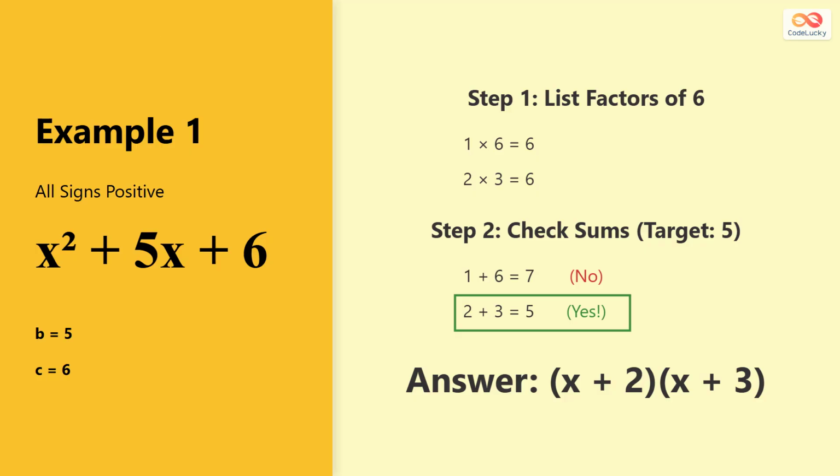Let's try this with an example where all signs are positive. We have x squared plus 5x plus 6. Here our target product is 6 and our target sum is 5. The factors of 6 are 1 and 6, or 2 and 3. 1 plus 6 is 7, which is wrong. But 2 plus 3 is 5, which is correct. So our answer is x plus 2 times x plus 3.